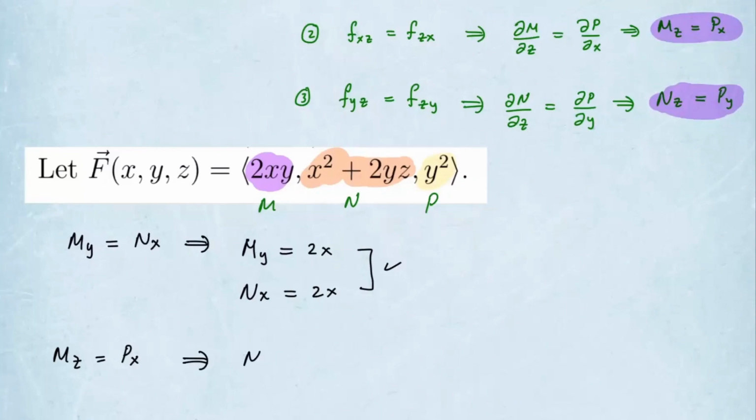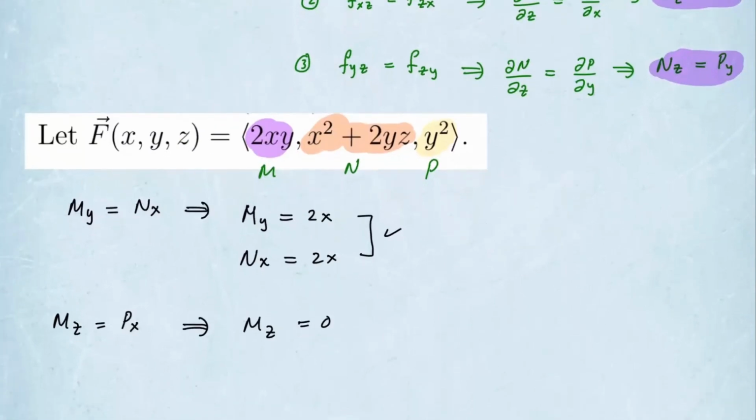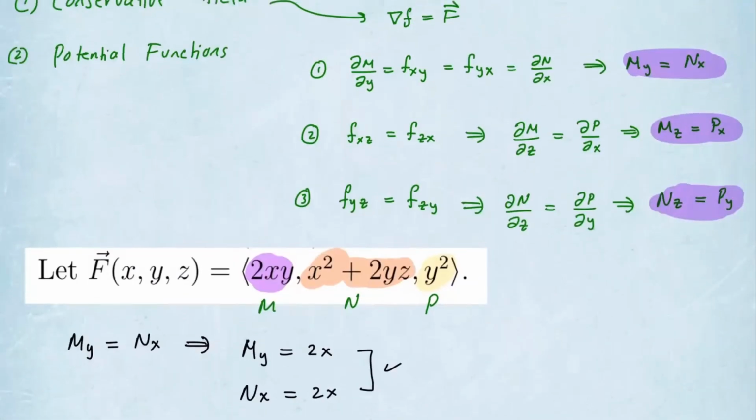So for m, let's take the partial derivative with respect to z. Well, that's going to give us 0. And then we're going to take the partial of p with respect to x. That's also going to be 0. So this is also checked. They're equal.